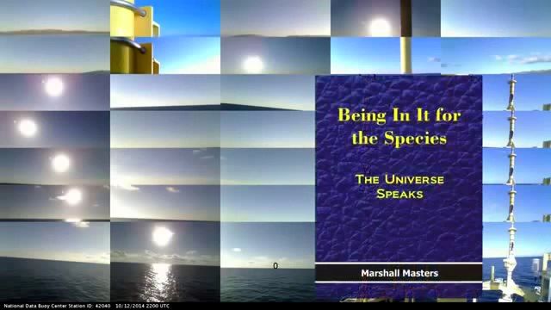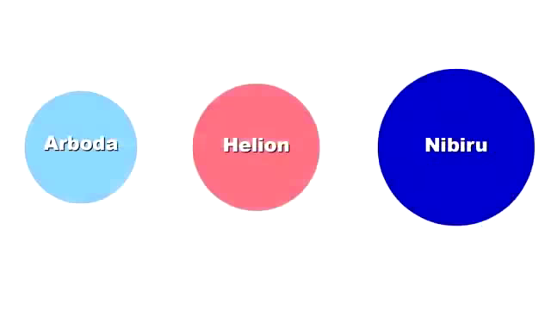After completing our examination of the 7 panels, we decided to ask the guides about these images with the help of Adriana, the professional psychic who performed our technical readings, which are presented in the first section of Being in It for the Species. What we learned from the guides surprised us. According to the guides, these 7 panels contain images of Arbota, Helion, and Nibiru. So now we will show you which of the panels revealed which objects, beginning with the planet Arbota.